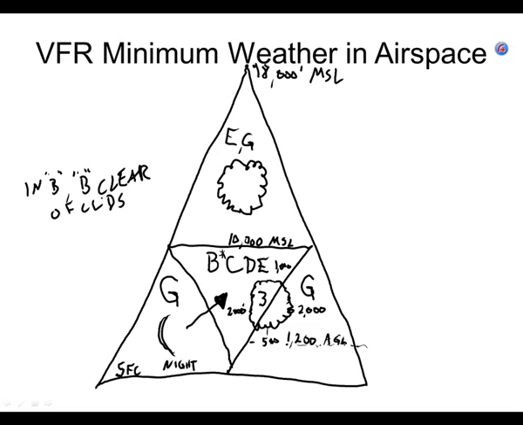Okay, so Josh, let's see what else you didn't write down. What's the visibility required in class Golf airspace during the day? 1 mile visibility, very nice. Okay, so what if you're still in class Golf airspace, it's still during the day, and you're below 1,200 feet above ground level? How far away from clouds do you have to be down here? Yeah, that's right. It's be clear. We don't even have to worry about visibility because it's the same. It's still 1 mile. I'm just going to write clear.